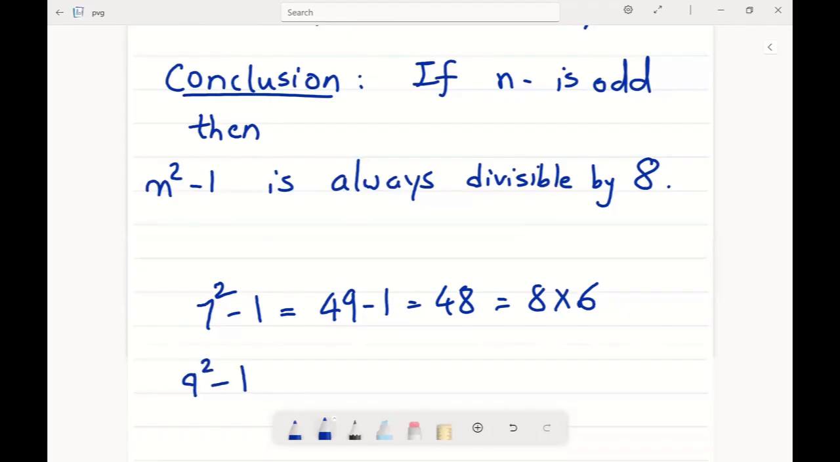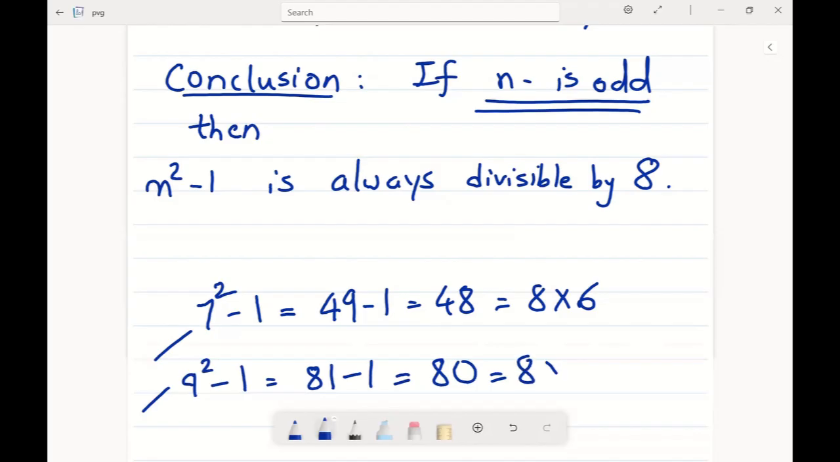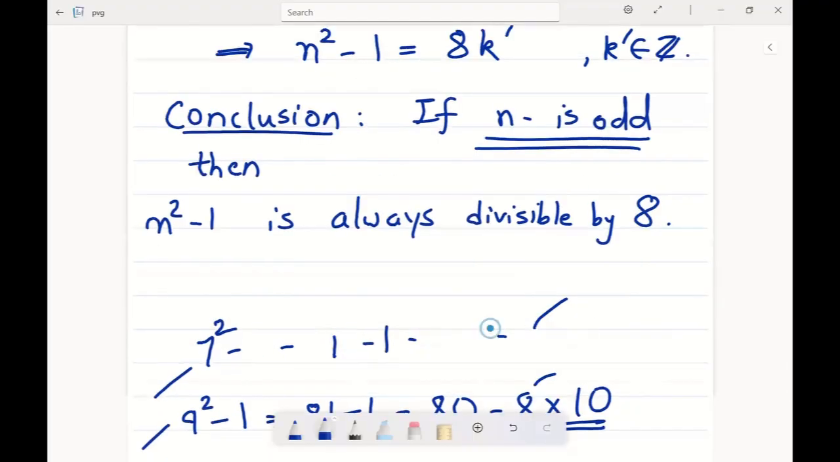9 is also odd. Okay, we need odd integers. Don't take even integers. See, n is what type of number? N is odd. So what is 9 squared minus 1? It is 81 minus 1, which is 80. And 80 is also a multiple of 8, right? So this result is verified. We have verified it by two small examples also.